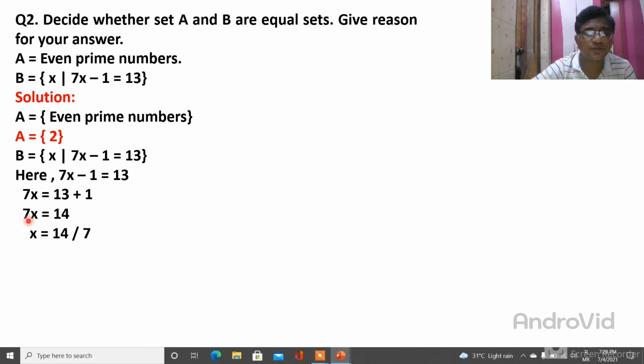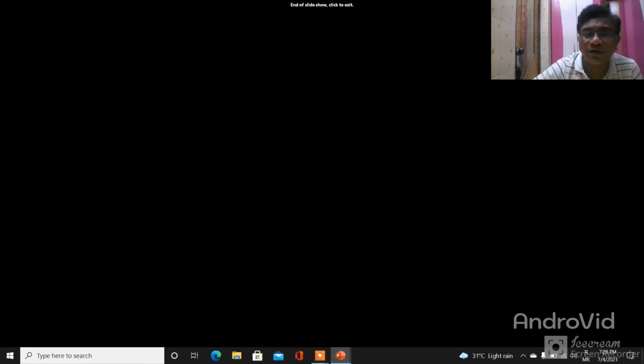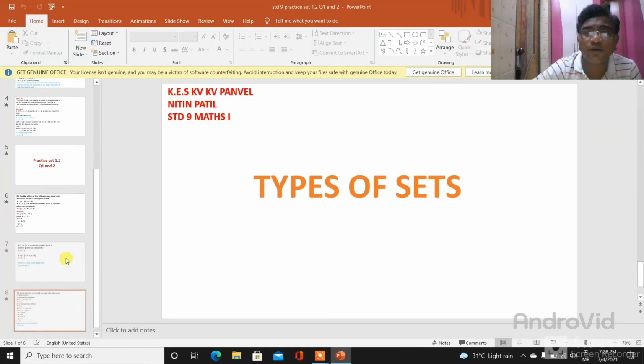So see, 7x is equal to 14. 14 remains as it is. 7 is multiplying, goes across, divide. 7 ones are 7, 7 twos are 14. So x is equal to 2. So you are getting value x is equal to 2. See, A value is also 2 and B value is also 2. So they are equal sets because they are having the same element. Do you understand my student what I say to you?